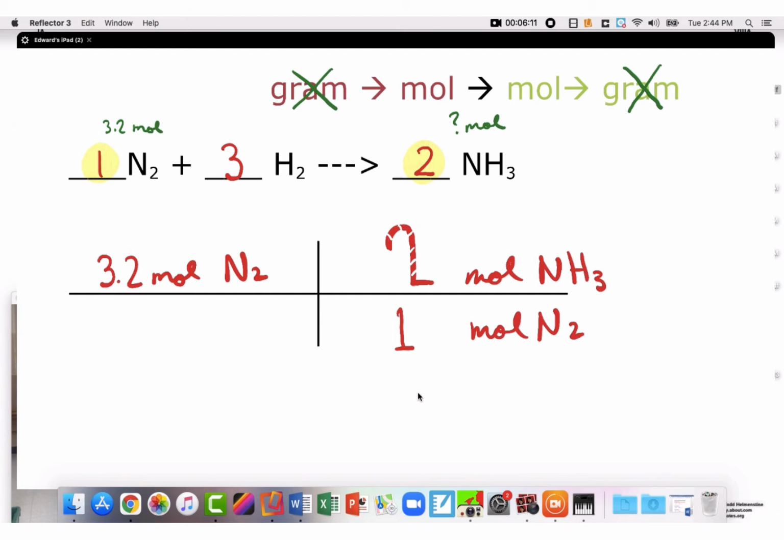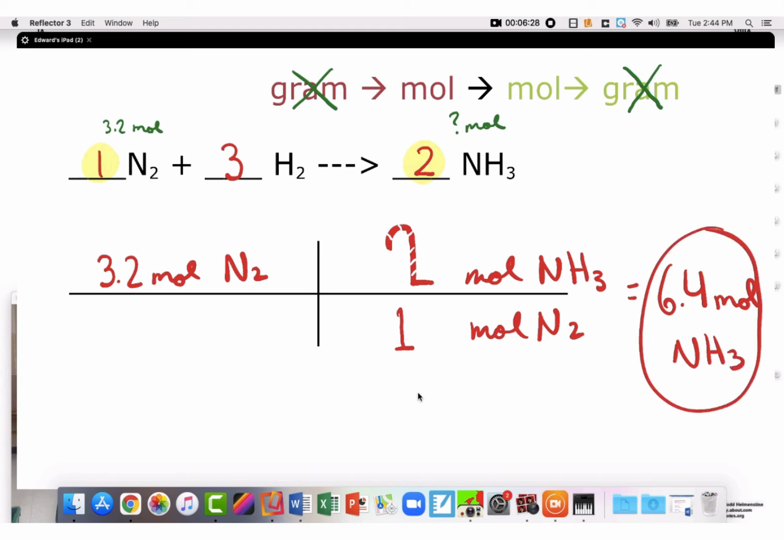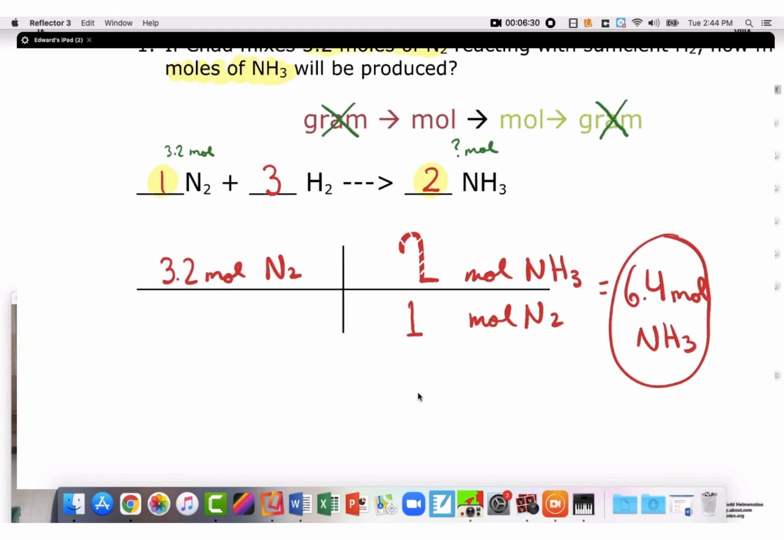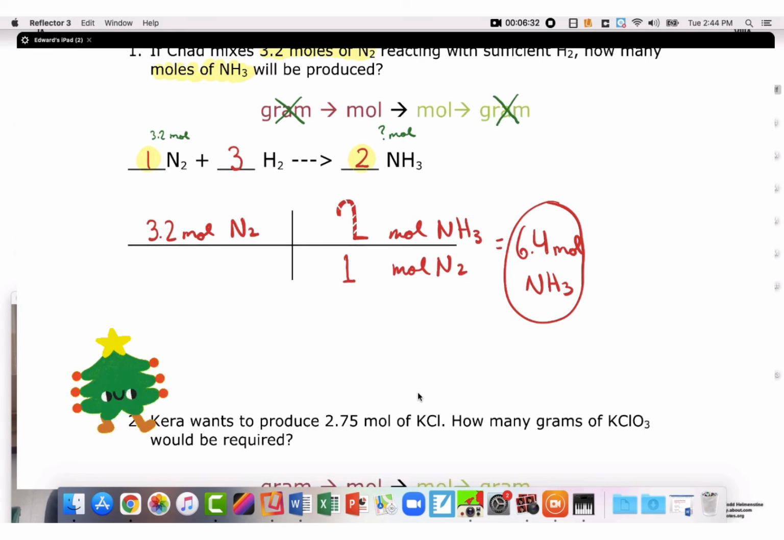So we have 2 ammonias. Now, that should be easy math. I can't really write with white. It doesn't show up very well. So what do we have? Oh my gosh, I've got 6.4. I didn't even use my calculator. 6.4 moles of NH3. All right. That is the gist. I hope that is enough.